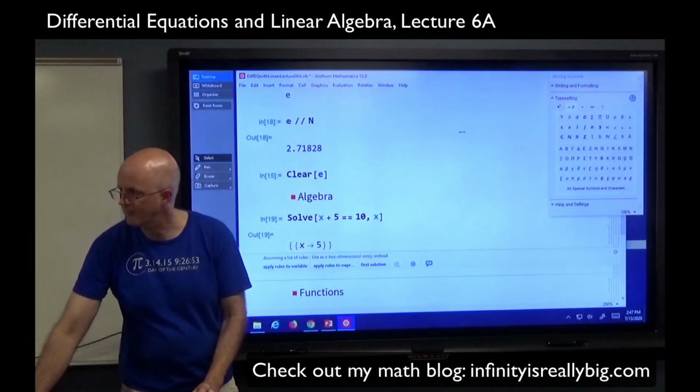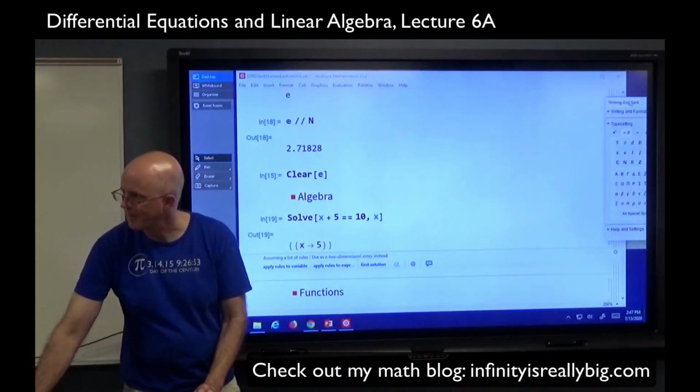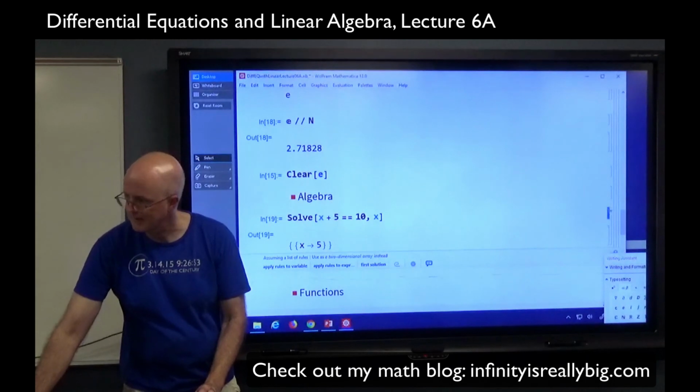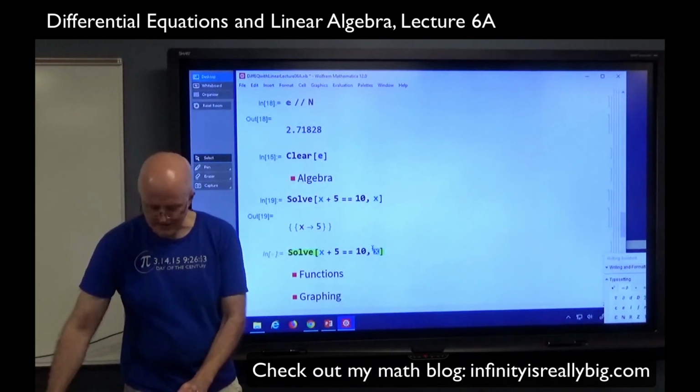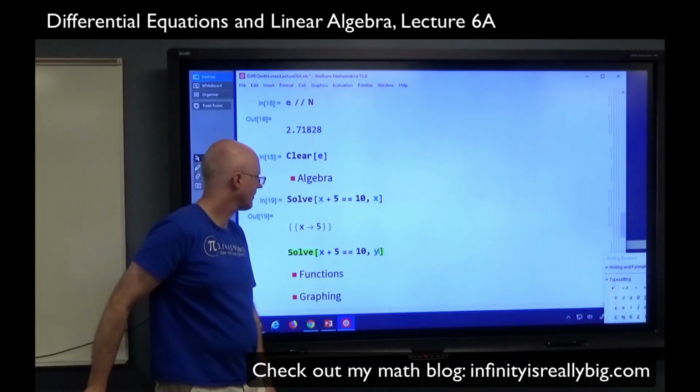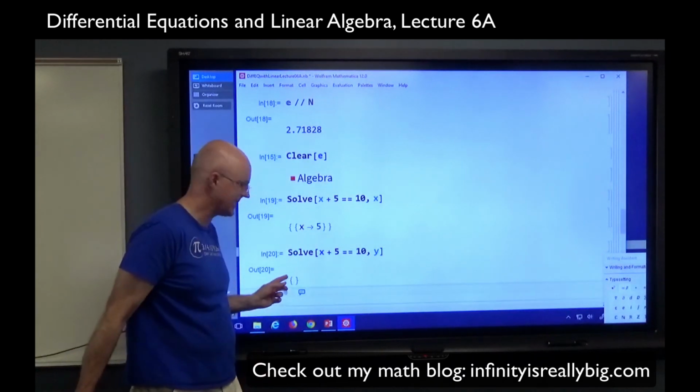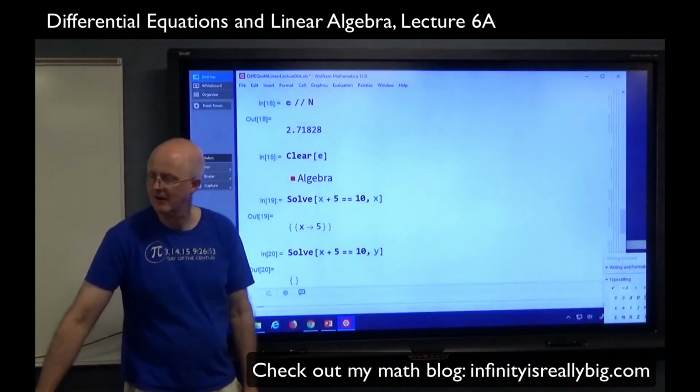What if I had solved for y instead of x? By the way, you can copy and paste code. Well, there is no y. So what will it do? It'll say the empty set. There is no solution for y.